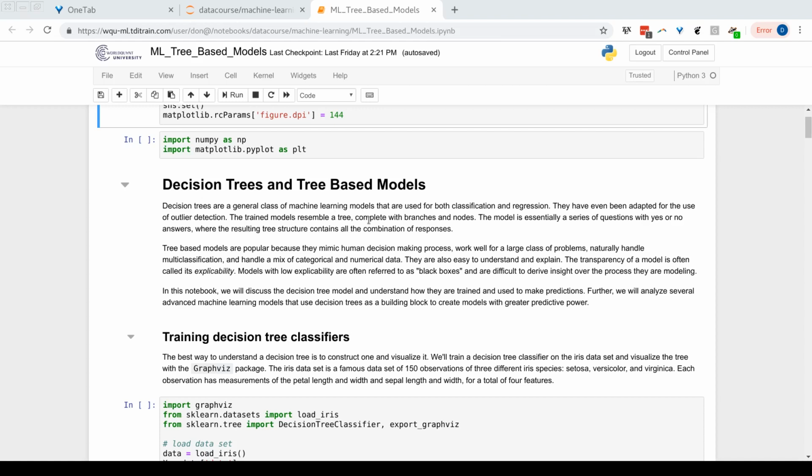If a model has very low explicability, we tend to call those black boxes. It's hard to understand what's going on inside, how the model is working to make predictions, so it's harder to derive insights from the decision-making process. On the other hand, that is the opposite with decision trees, because we can construct the decision tree, this tree-like structure, and understand how it's making predictions, how it's making classifications. And we'll visualize these trees so we can get a better understanding of how these models work.